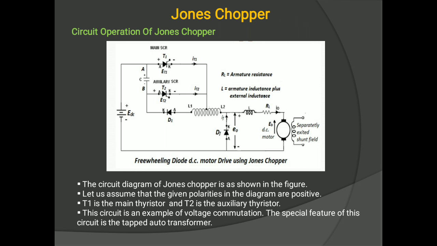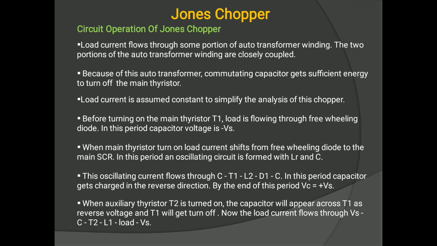Now we will study the circuit operation of the Jones chopper. The figure shows the basic power circuit of the Jones chopper. Here the given polarities in the diagram are all positive. T1 is the main thyristor and T2 is the auxiliary thyristor. This chopper circuit is another example of class D commutation. In this circuit, SCR T1 is the main thyristor and T2 is the auxiliary thyristor.